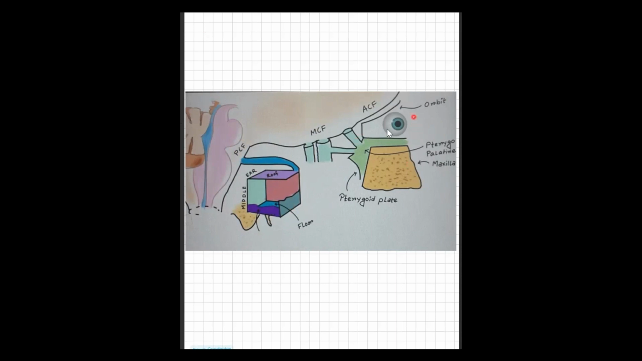Now towards the anterior cranial fossa end, there is the orbit. Above the orbit, at the lateral portion, is the lacrimal gland. Then this brownish structure is the maxilla. This part is the pterygoid plate. The space between the pterygoid plate and the maxilla is the pterygopalatine fossa. So this is the basic diagram which is to be drawn.